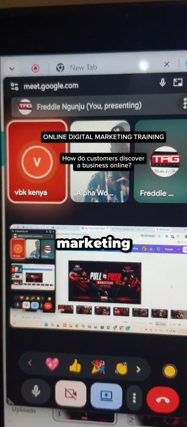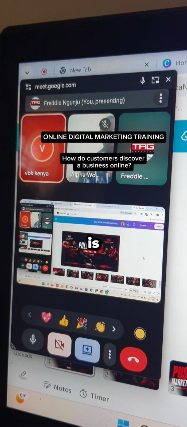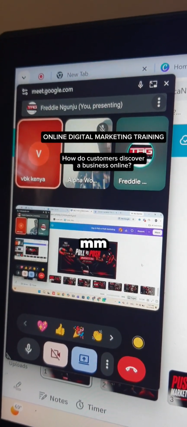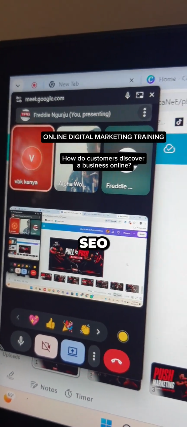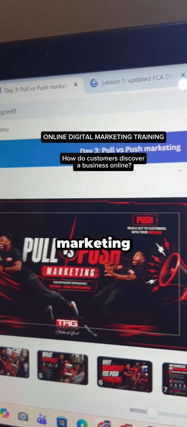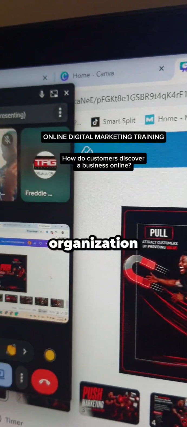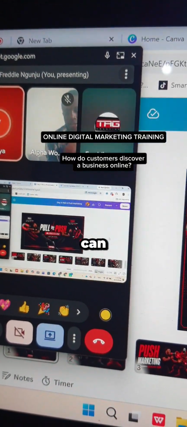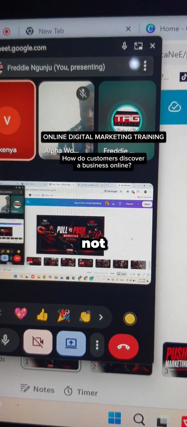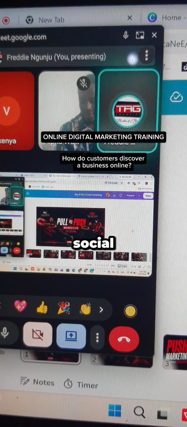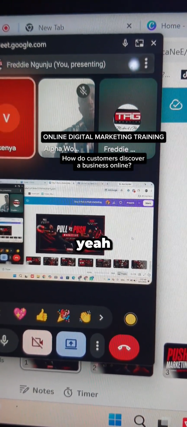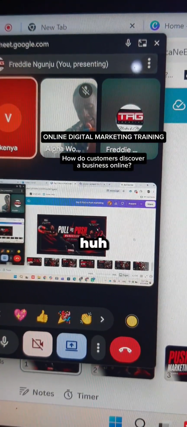So organic marketing is free, just like SEO. But with paid marketing, the organization has to pay Google so that they can run ads. But it's not just Google, it's also social media. Yeah, all the platforms.